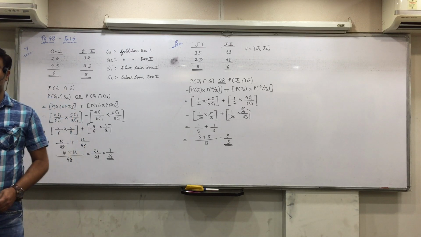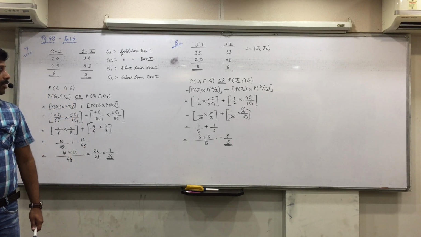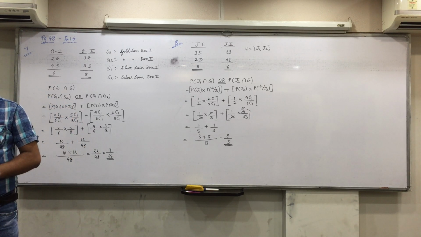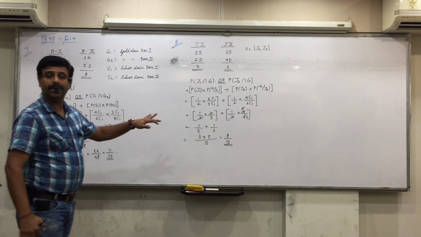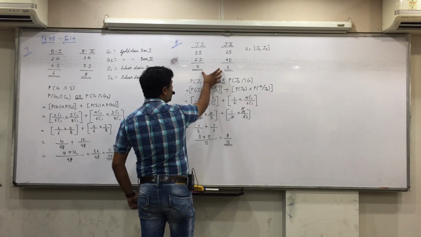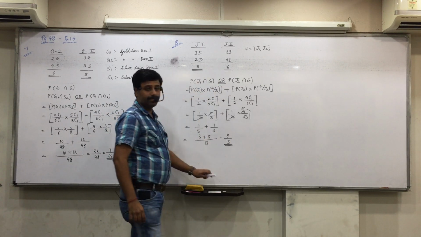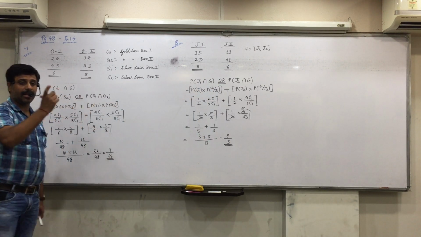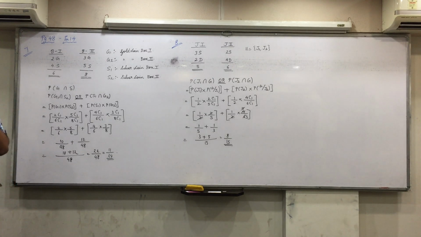Here we'll have to define 3 events: J1, J2 and G. Understood this portion, everyone? So this is dependent events. First you write joint family 1 and joint family 2 information.